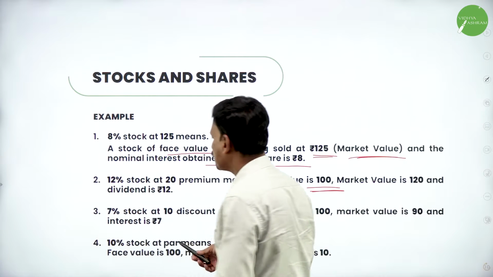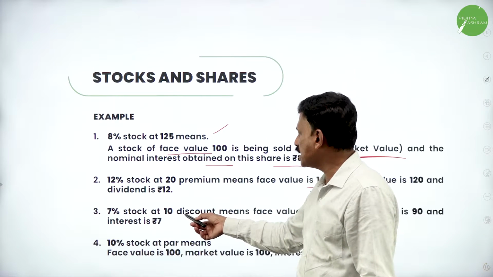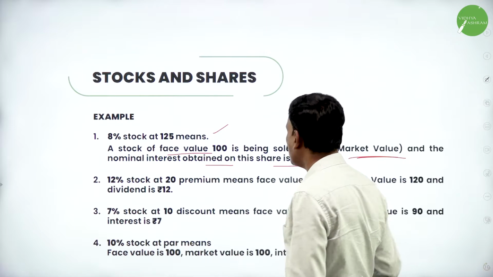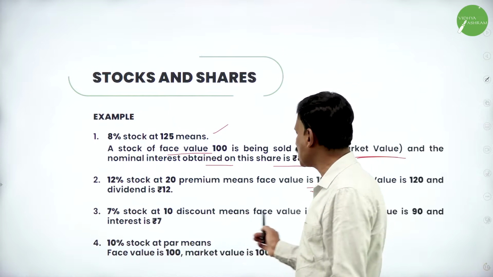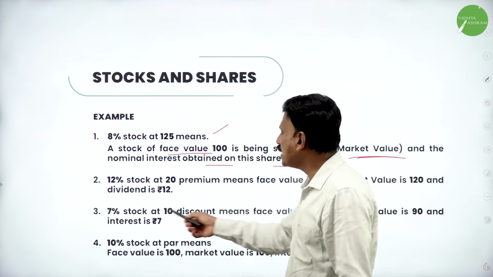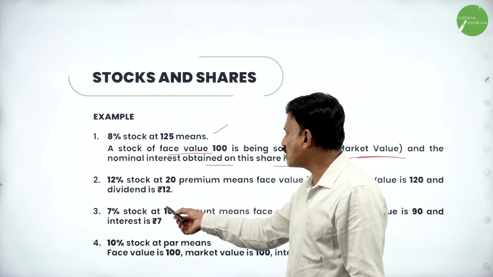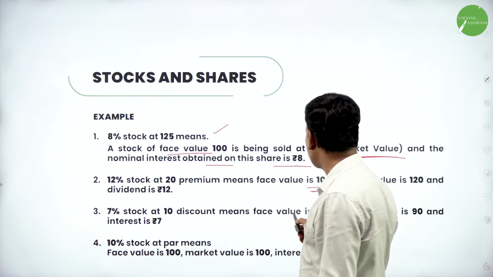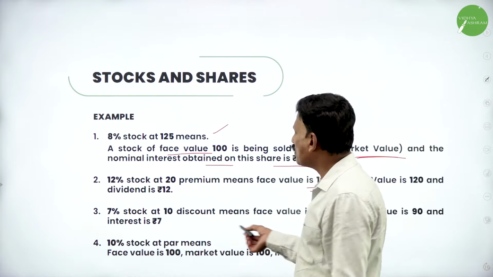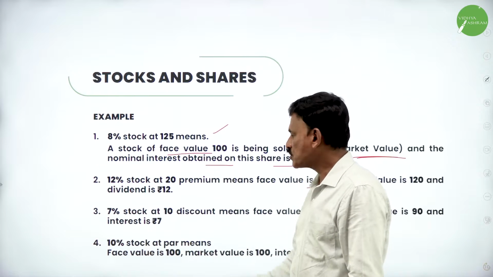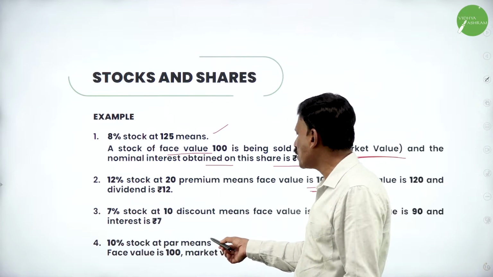And the third point, 7% stock at 10 discount means the face value is 100, market value is 90. 10 discount means 100 minus 10, that is 90, and interest is rupees 7. So, 7% stock at 10 discount means the face value is 100, whereas the market value is 90, and the interest is rupees 7.